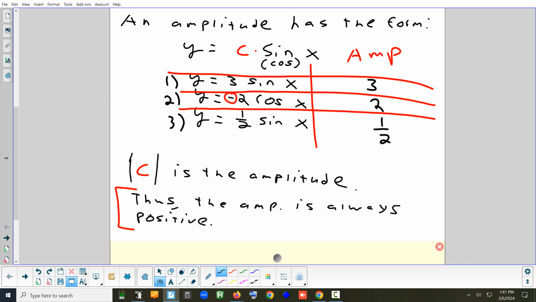1/2. What if I did this? Still be 1/2. It would flip, but it wouldn't change the amplitude. And then what if I did something like this? Still be the same. This is what we talked about yesterday. That's a phase shift. Shifting left and right has nothing to do with the height. Okay? So when you're finding the amplitude, focus on the number that's in front and take the absolute value.